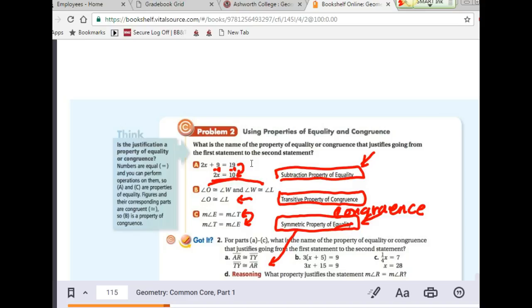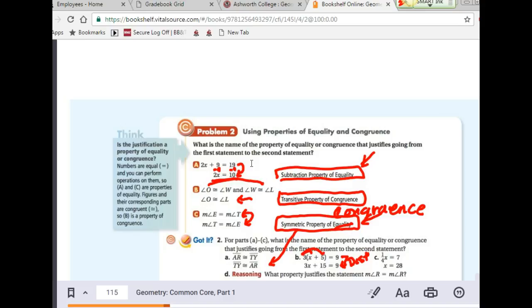This one, to be able to go from this statement down to this statement, notice that what allowed the second statement to go from 3 times the parentheses x plus 5 equals 9 to 3x plus 9, remember that's a rule called the distributive property. So that would be the reason that allowed you to go from step 1 to step 2 of that one.